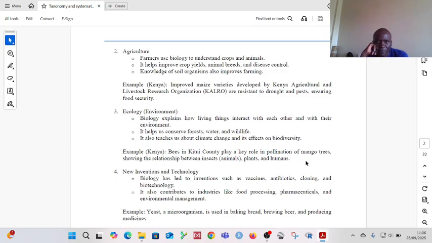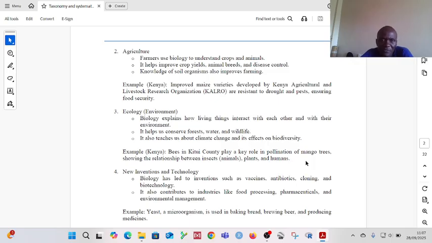of biology is in agriculture. So in order for farmers to understand crops and animals, the crops that they are growing, the animals that they are keeping, that knowledge, farmers get it from a biological perspective. Once they have that knowledge, they can now use it to improve the crop yields, the animal breeds, and also prevent disease or control it if at all the disease has already happened. So such knowledge will eventually help to improve farming.